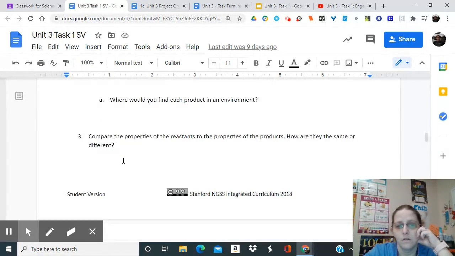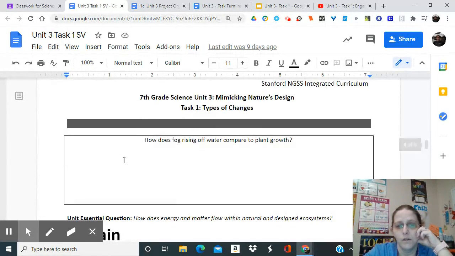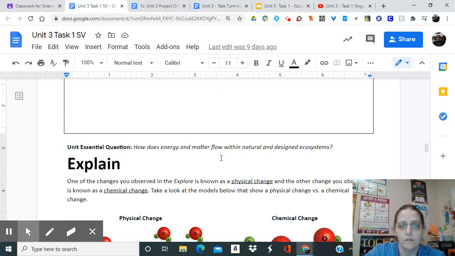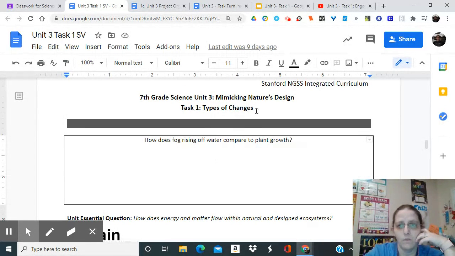All right, that's all you've got to do. And then here, how does fog rising off the water compare to plant growth? Are they the same or are they different? What did you notice about one that you either did or didn't notice about the other? Okay, so think about the end product. All right, what kind of changes did you notice? All right, so we're going to get to that in the next one. All right, hopefully that is helpful.